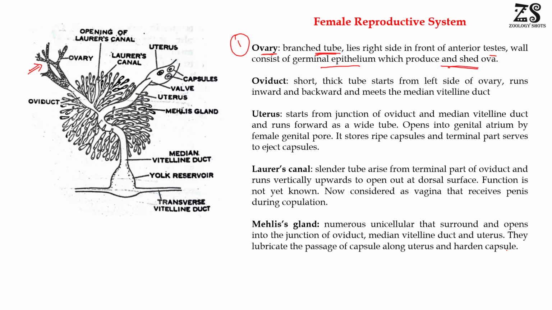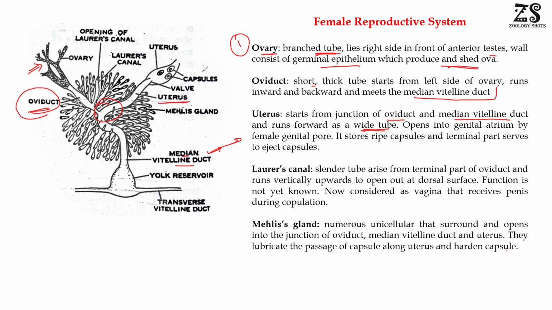Then the ovary continues into the oviduct, which is a short, thick tube that starts from the left side of the ovary, runs inwards, backward, and meets the median vitelline duct. So this is the median vitelline duct. The vitelline glands produce yolk, and there are various vitelline ducts which all combine together and form this median vitelline duct. At the junction of the median vitelline duct and your oviduct starts your uterus. The uterus starts from the junction of the oviduct and median vitelline duct and runs forward as a white tube.